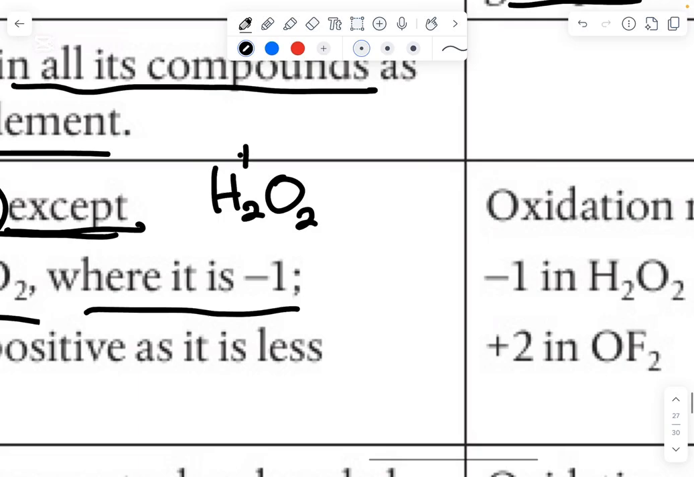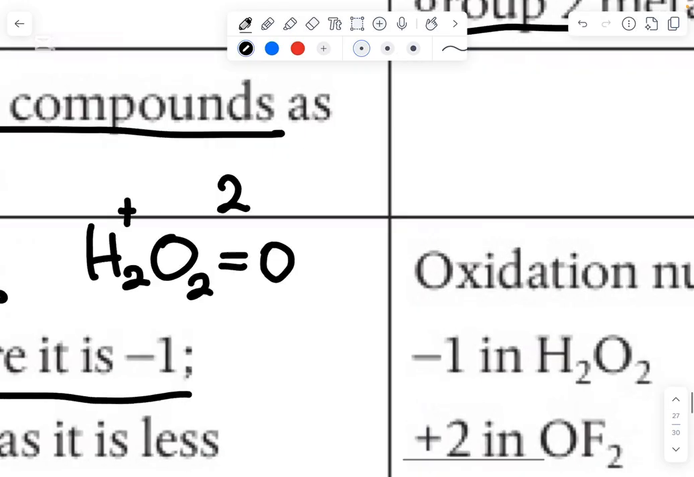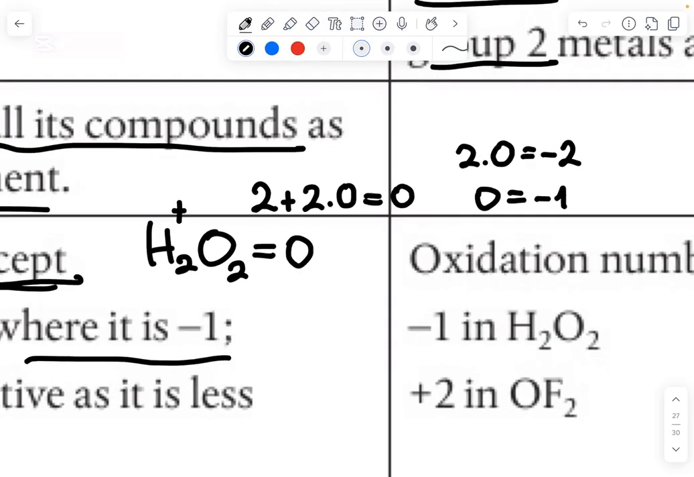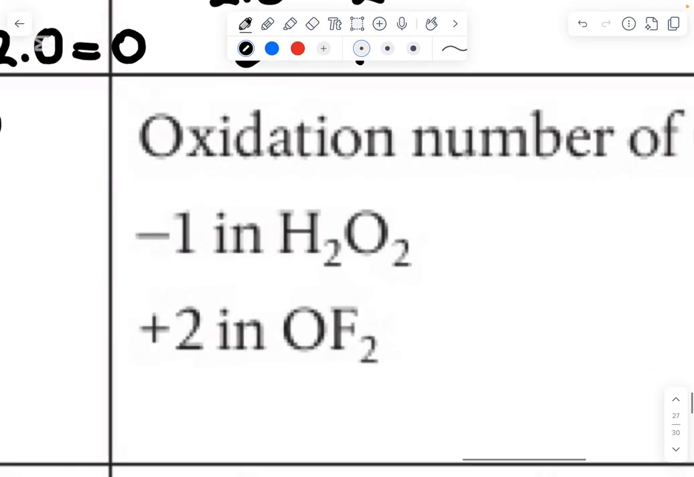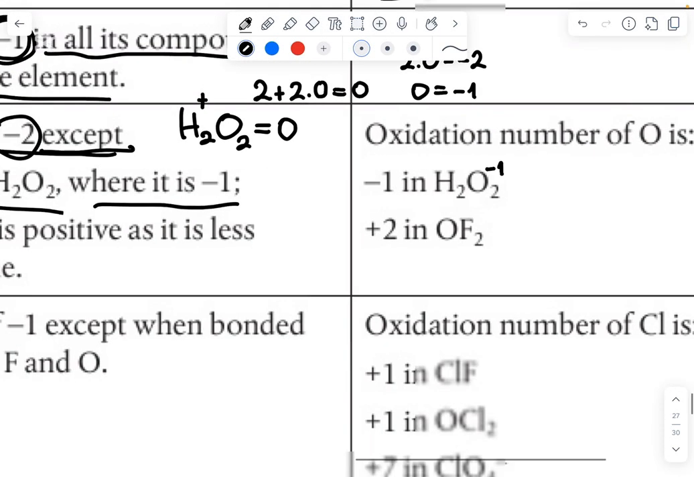Let's draw it down. We have 2 hydrogens, which is going to be +2. The compound is going to have an oxidation state of 0. So let's do 2 times O equals -2, so O is going to be equal to -1. As you can see, oxygen has an oxidation state of -1 here.